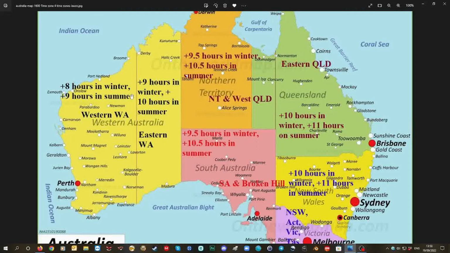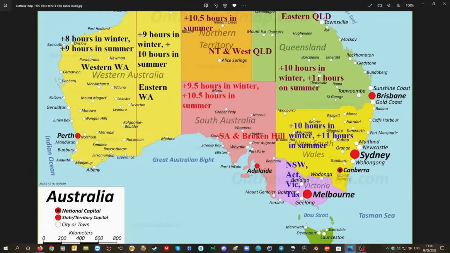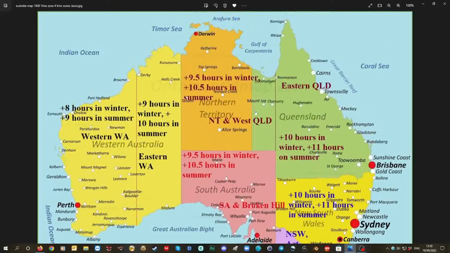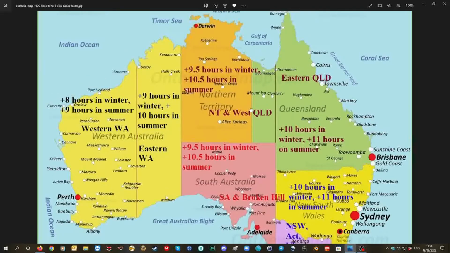Of course, in the autumn and winter, back to the normal time, plus 10 hours for Queensland, New South Wales, ACT, Victoria and Tasmania, and plus 9.5 hours, so 9 hours and 30 minutes, for West Queensland, so Mount Isa, that's how I would have it. But I'm making a suggestion. It would be up to the politicians and then the public in those states, right? So plus 9 in autumn and winter.